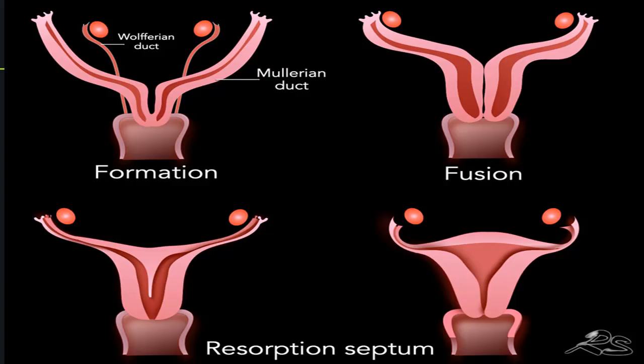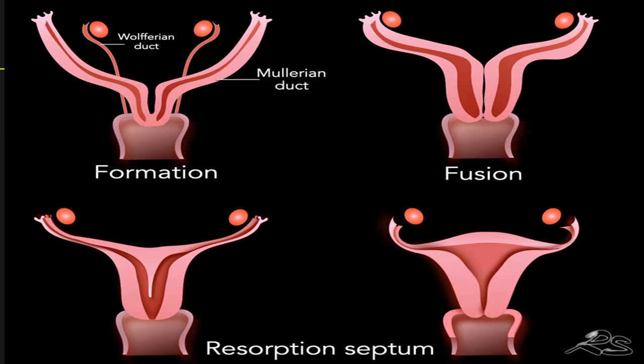Now let's go to embryology. The female reproductive tract develops from a pair of Mullerian ducts that form the fallopian tubes, uterus, cervix, and the upper two-thirds of the vagina. The ovaries and the lower one-third of the vagina have a different embryological origin, that is genital ridge and urogenital sinus respectively. Initially there is formation of Mullerian buds, which then migrate down and fuse, and afterward there is resorption of the septum.